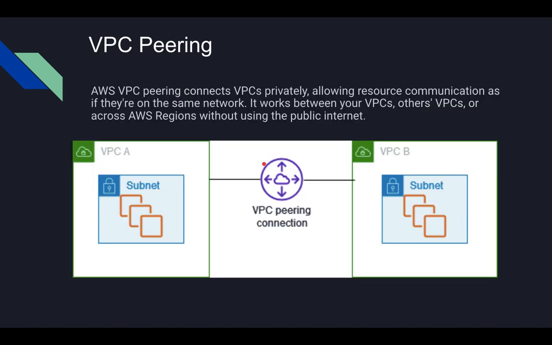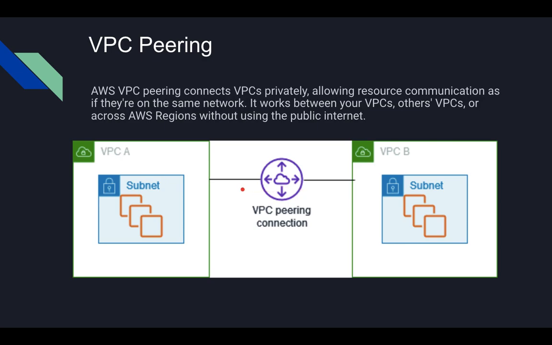VPC peering is nothing but setting up a connection between 2 different VPCs. If you see here, there is a VPC A and VPC B, so you can set up a VPC peering connection between 2 different VPCs, so that the subnets can communicate between each other. Like if there are instances in this VPC, if you want to communicate with a different set of other VPC, then you need to set up a VPC peering connection. This is available on the console. You can just get into it and set up a VPC peering connection so that both the VPCs can communicate with each other.